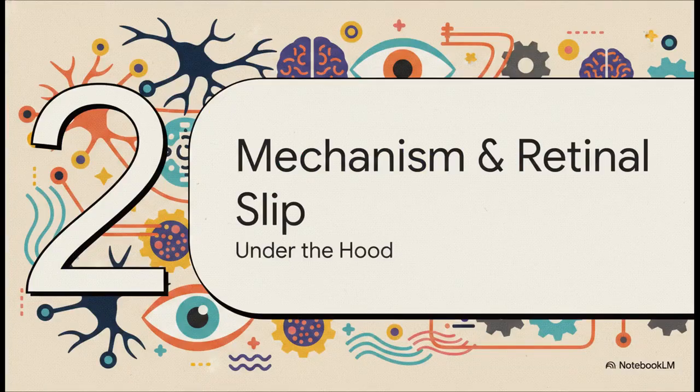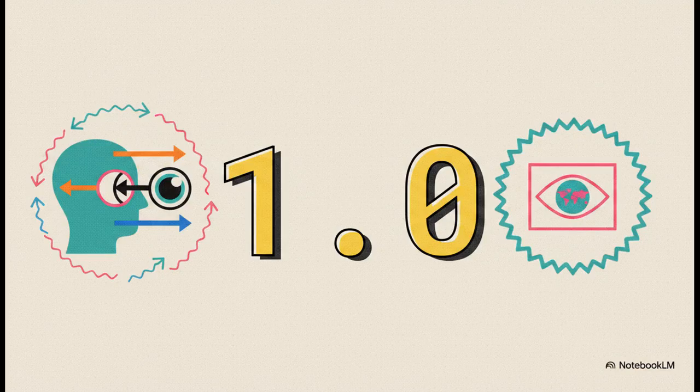Moving on to Section 2, Mechanism and Retinal Slip. To really understand the neurophysiology behind the VOR, we've got to look under the hood to see what actually drives recovery, starting with our baseline metric. In a completely healthy system, normal baseline VOR gain is 1.0. This means the eyes perfectly counter-rotate during head movement. If your head moves to the right, your eyes move to the left at that exact same speed.